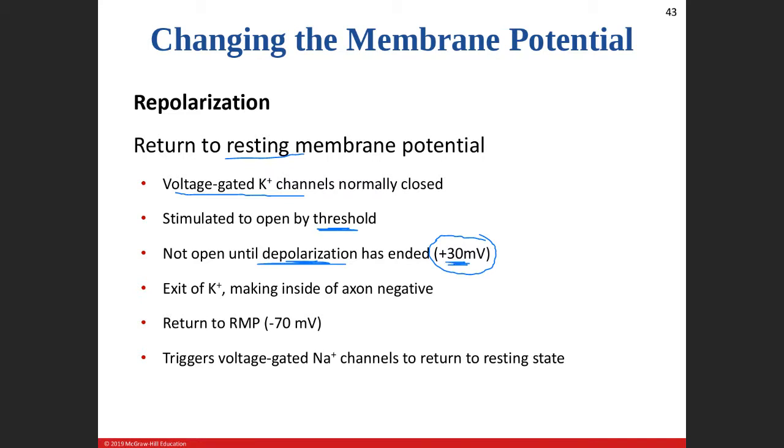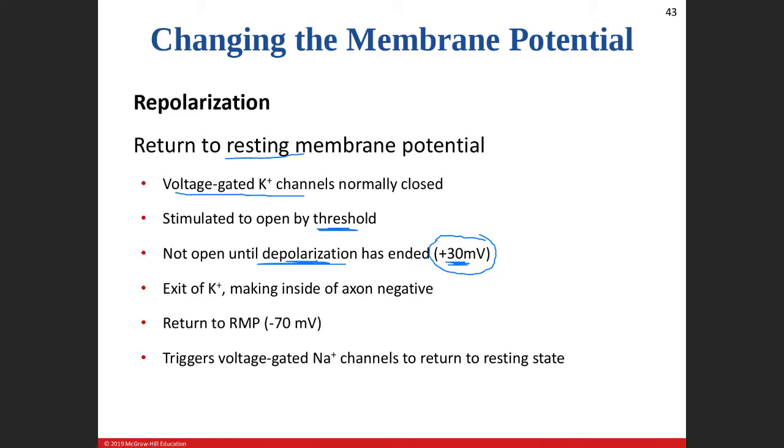So now we open the potassium channels, and potassium leaves the inside of the cell, and it's going to take its positive charge with it. When it's leaving the inside of the cell and taking its positive charge with it, what's it doing to the inside of the cell? Making it more negative. That's right.